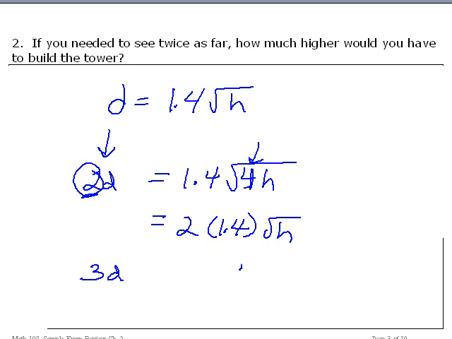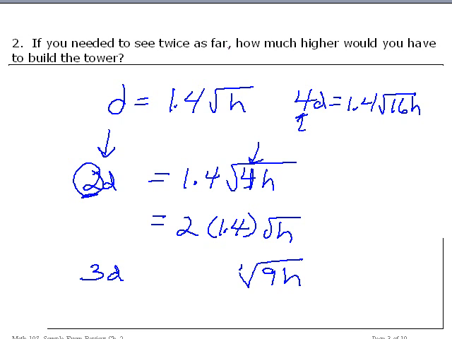Then I would have to change the height by 9, because when I take the square root, then I get the 3. What if I want it 4 times bigger? Then the height would have to be 16 times bigger to get me the 4 times distance, to see 4 times as far. You see, because when you take the square root, the 4 comes out, and that's where you would get the 4 on this other side.